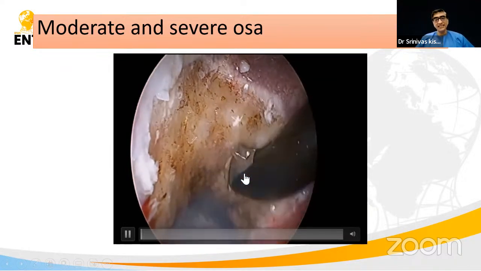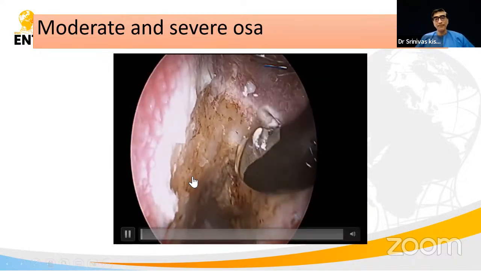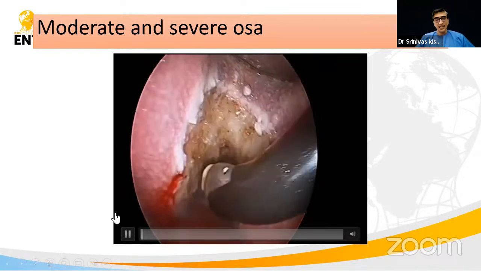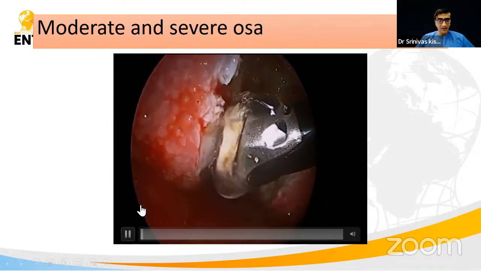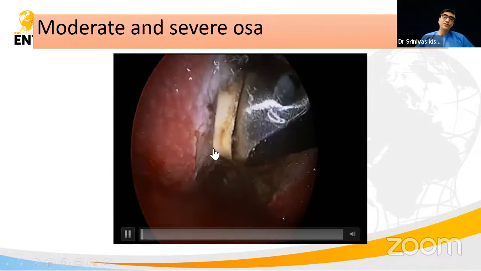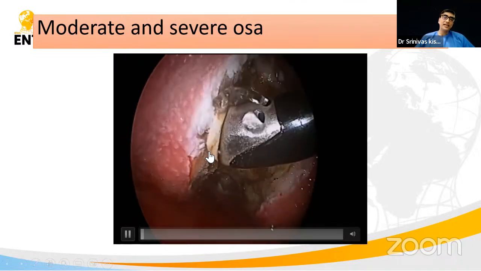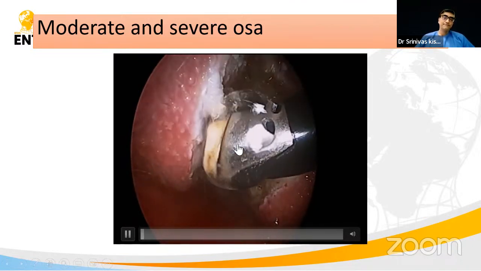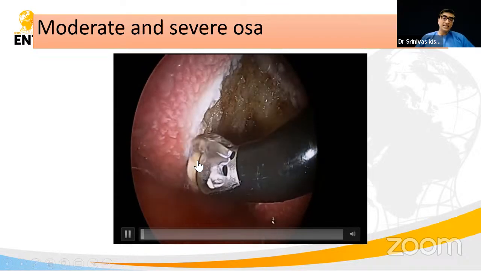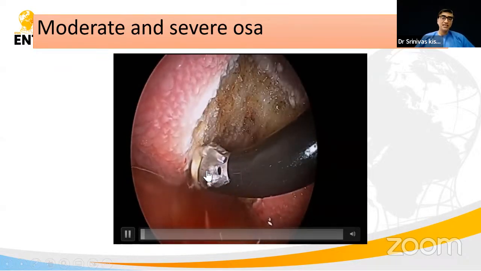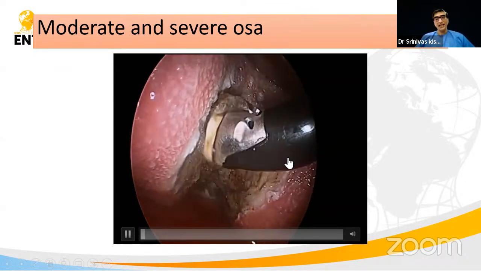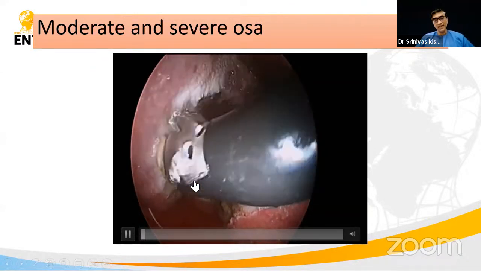In such cases, you will have to use a Procise Max wand. You can see how we can use the plasma for your advantage. Do not touch. Coblation is a non-touch technique. You can see this is a massive tongue-base resection.